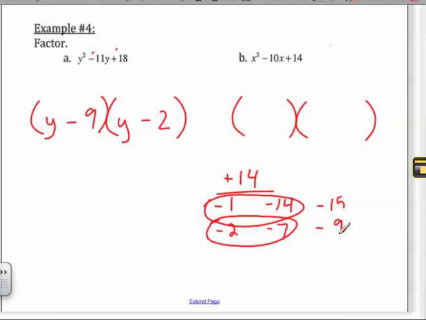Is there anything I can pull out from all these terms? 14 doesn't have an x. 14 doesn't have an x. Jack? Guys, you know what? This one is not factorable.